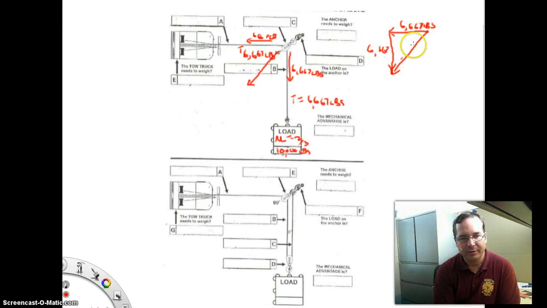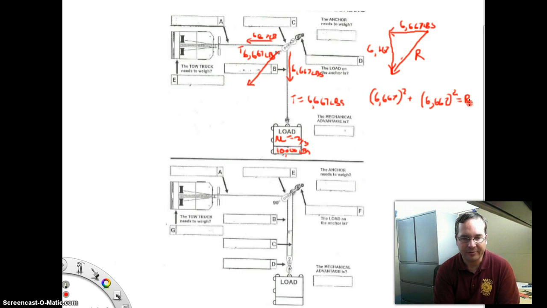So now the question becomes, well, what's the force? Well, remember that the length of the sides, the length of the vectors represents the force, and so we can use simple geometric properties such as a squared plus b squared equals c squared. So we could say 6,667 pounds squared plus 6,667 pounds squared equals, and we got to name this vector. I don't know. I'll name it R for resultant.